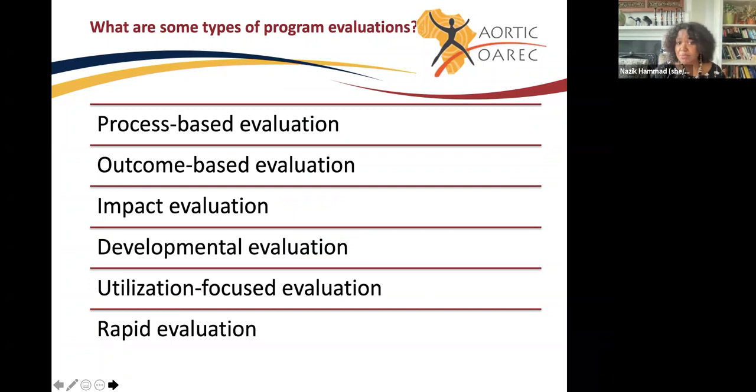And of course, there are many types of program evaluations that we will discuss again in our module. Some of them are outcome-based. You might be familiar with outcome-based evaluation, impact evaluation, and rapid evaluations. There are also some newer ways of doing it, such as appreciative evaluation or empowerment evaluations.